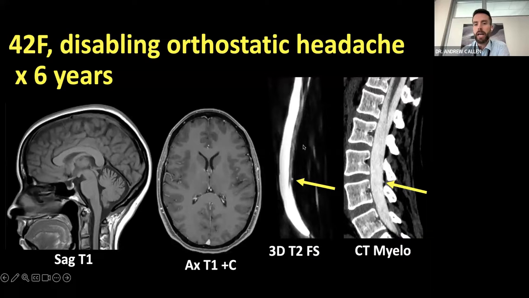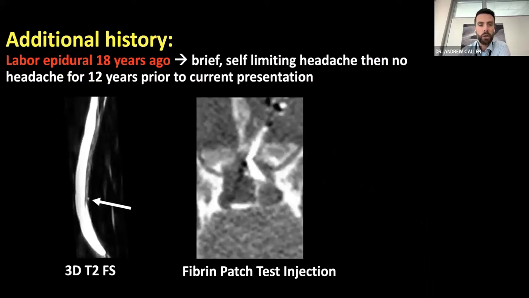But the first MRI she had, before any of those DSMs or CTMs, showed this very small outpouching at the L3-4 level here along the dorsal lumbar dura. We talked to her more, and she did have a labor epidural 18 years prior to presentation. And after that, she had a brief self-limiting headache and then no headache for 12 years after that, developing her current presentation. I went in and tried to patch this with fibrin glue.